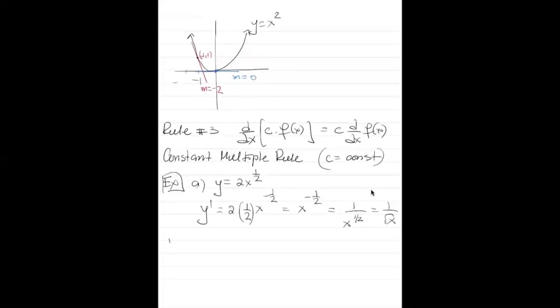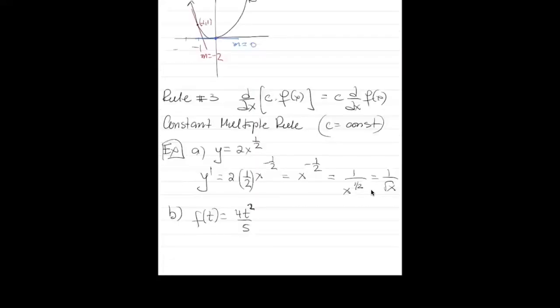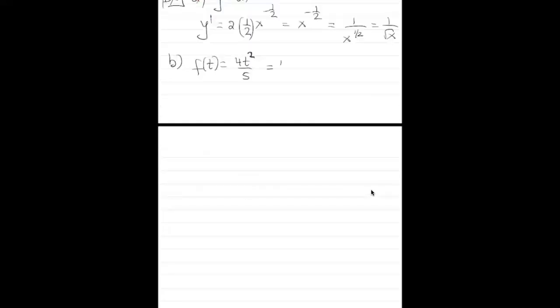B: f of t equals 4t squared over 5. Now we're going to separate the constant 4/5 from our function. So when we find the derivative f prime of t, keep the constant on the front, then use the power rule. 2 goes on the front, t to the power 1. So that's 8/5 t. This is the derivative, 8/5 t.